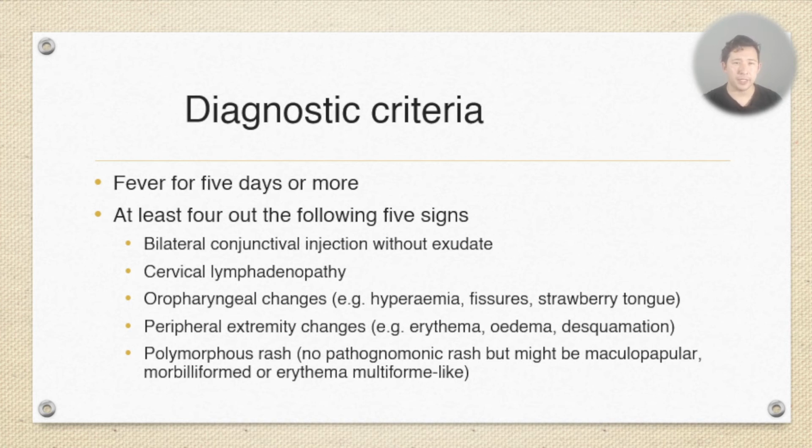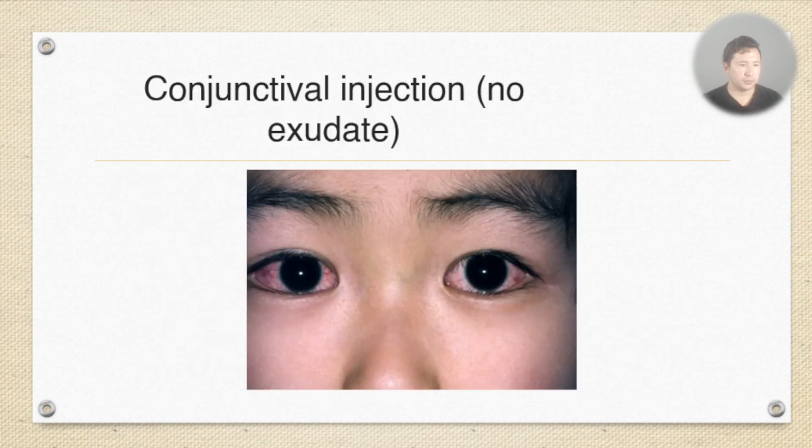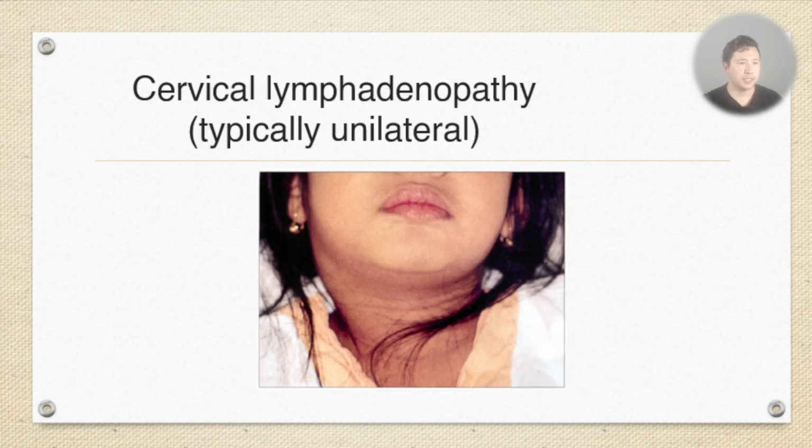Once you've done that, you can look it up, you can consult paediatrics, you can get the child admitted, and everything else will happen from there. Recognition is the most important thing with this disease. We've got a few pictures here from DermNet. So this is a picture of bilateral conjunctival injection from Kawasaki disease.